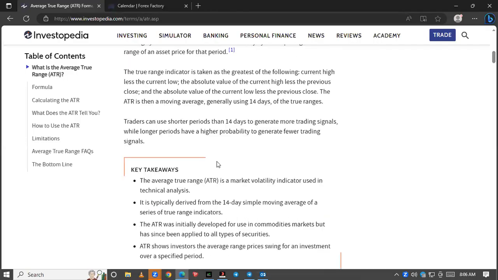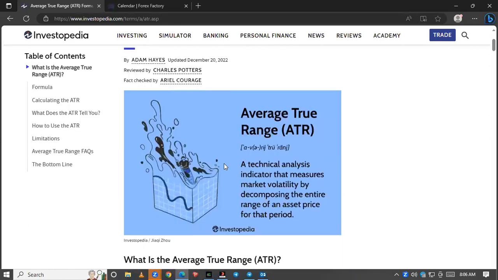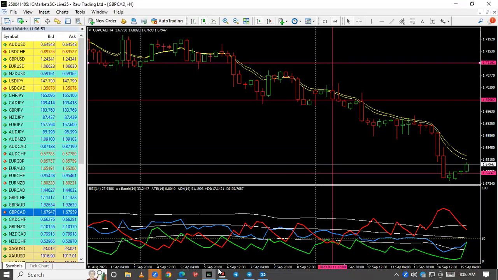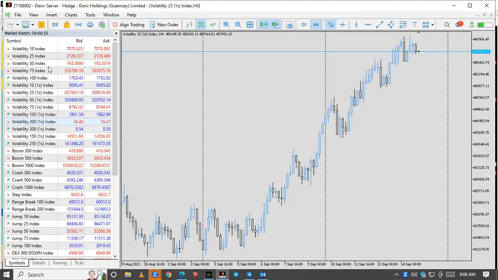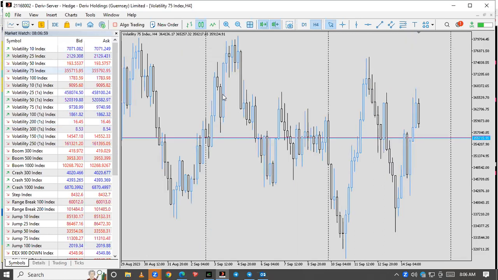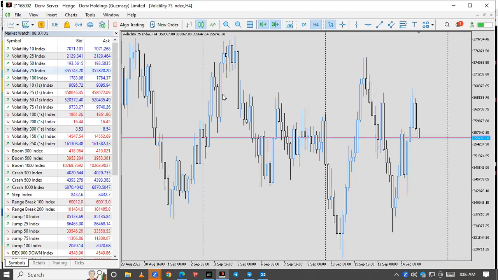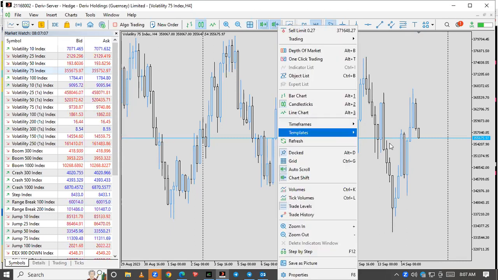In most cases, it will not give you specific entries, but it helps you in your risk management. And that is how we do it. I always do it, even when it comes to volatility indices. One and the same thing. Every time I get an entry, that is how I'll pick my entries all the time. If I get an entry from this point, I'll have to go here and read the ATR value.